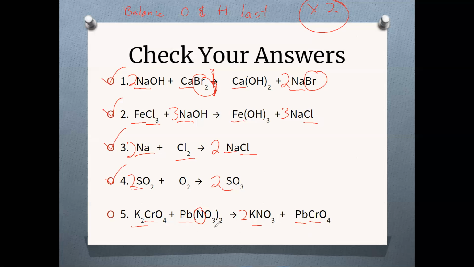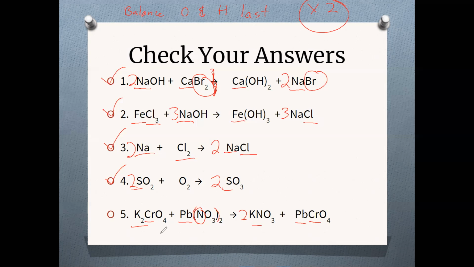Nitrogen. Now be careful with this one. Do you see how there's parentheses and a 2 on the outside? That means that there's actually 2 nitrogens here. And on the right, there's a 2 in front of KNO3, so there's 2 nitrogens. So I don't actually have to do anything else, okay? I don't have to add another coefficient. So now I've run out of things other than oxygen.